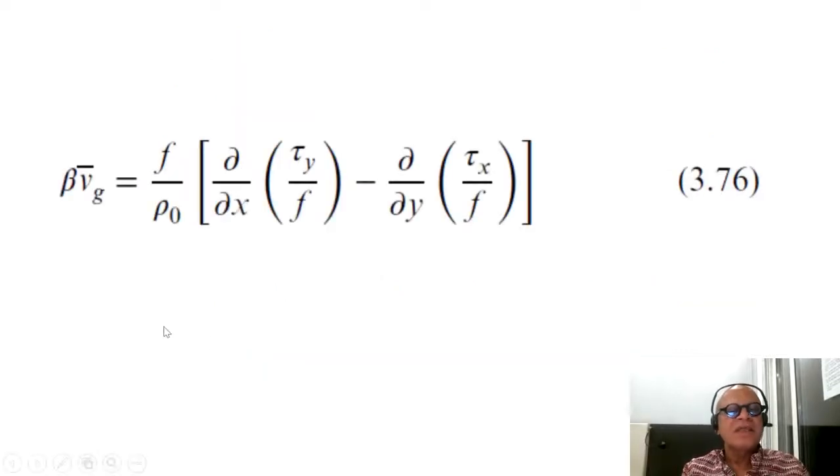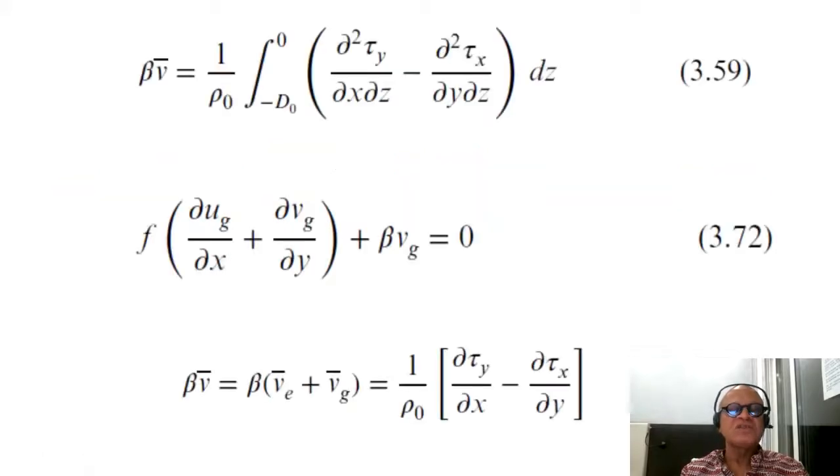Nonetheless, combining those, we get beta v bar g equals f over rho 0 d dx of tau y over f minus d dy of tau x over f. This is just another form of what we looked at before. Before, when we did Sverdrup balance, we didn't say where we integrated to. We just said we went to the surface and set w equals 0. Now we are integrating in the interior below the Ekman layer, but the Ekman layer is giving us Ekman pumping through the wind stress relation, the wind stress curl.